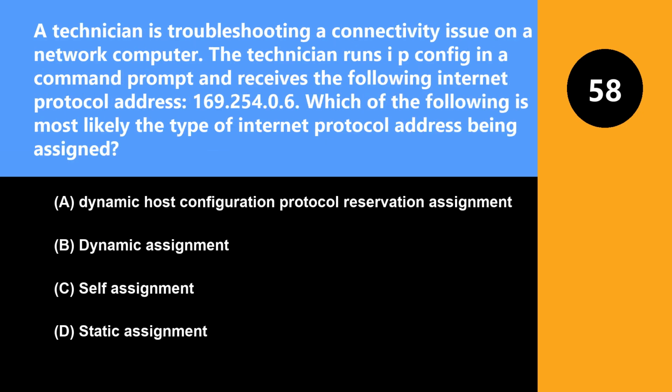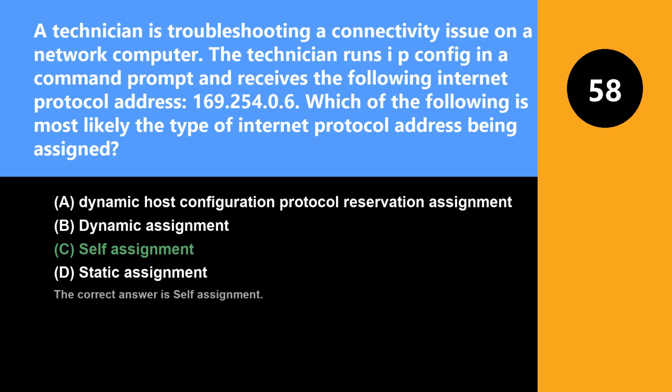Question 58. A technician is troubleshooting a connectivity issue on a network computer. The technician runs ipconfig in a command prompt and receives the following Internet Protocol address, 169.254.0.6. Which of the following is most likely the type of Internet Protocol address being assigned? Option A, Dynamic Host Configuration Protocol Reservation Assignment. Option B, Dynamic Assignment. Option C, Self-Assignment. Option D, Static Assignment. The correct answer is option C, self-assignment.